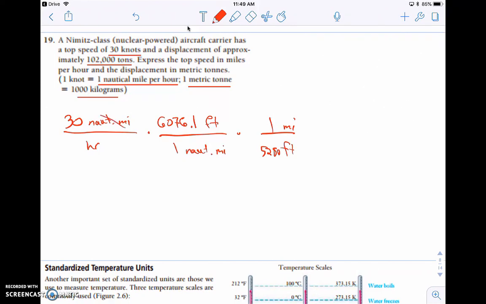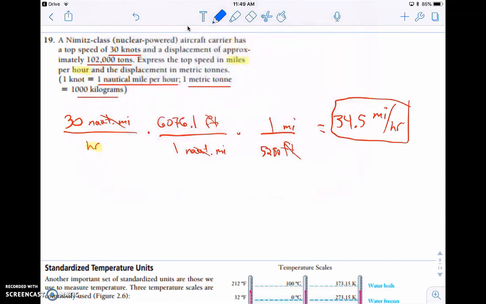And so notice that that cancels out nautical miles, that cancels out feet, and that gets us to miles. So we've got the miles part down. Now we've got to get, well, per hour. And notice that we started in hours, and so we don't need to convert any units there because our time units are good. So when we multiply all of this out and divide, you should get 34.5 miles per hour. And that's the speed at which this nuclear-powered aircraft carrier will be traveling at a top speed.